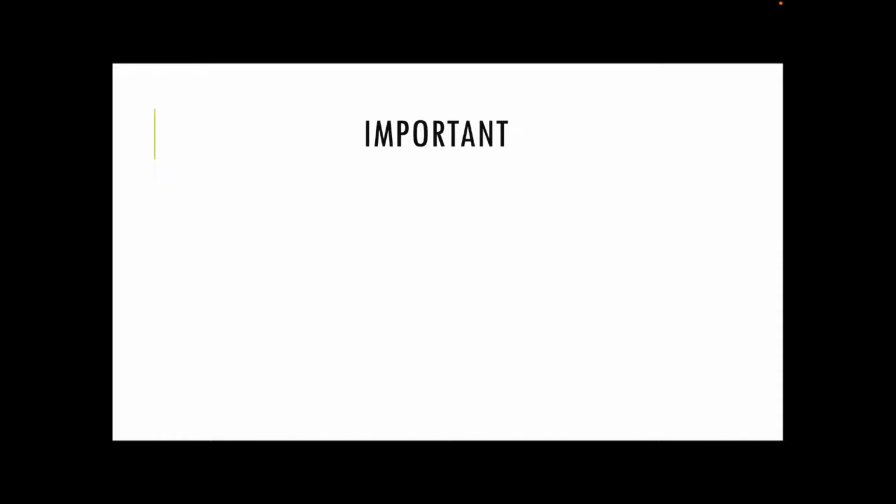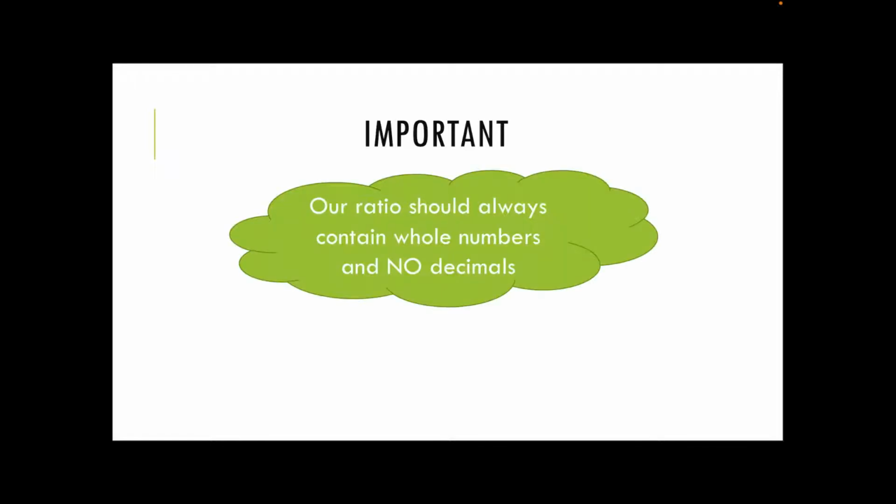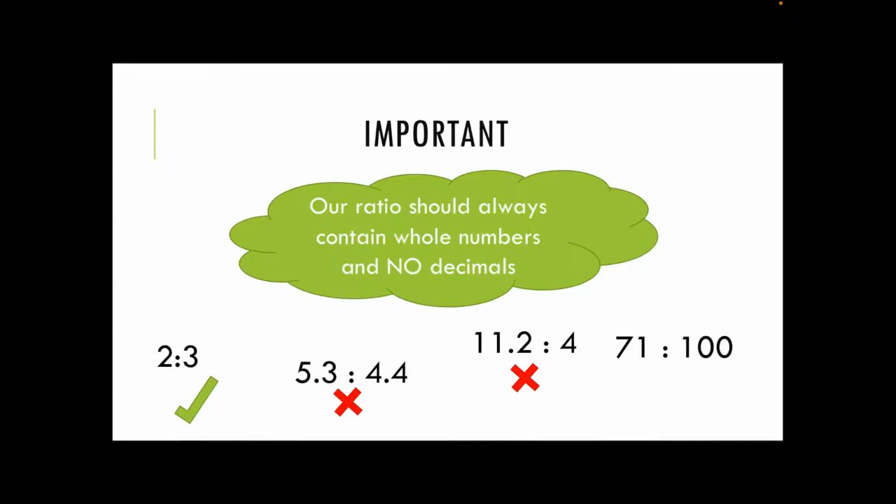An important thing we need to know for our ratio simplifying is that our ratio should always contain whole numbers and no decimals. So 2 to 3 is 2 whole numbers, so that's okay. But 5.3 to 4.4 we don't like because there's decimals there. 11.2 to 4, again, there's a decimal, so that's not a simplified ratio. 71 to 100 is though. So even though there's no 1 to something, like 1 to 3, 1 to 17, the two ratios at either end are okay, but the two in the middle we don't like because they have a decimal point.